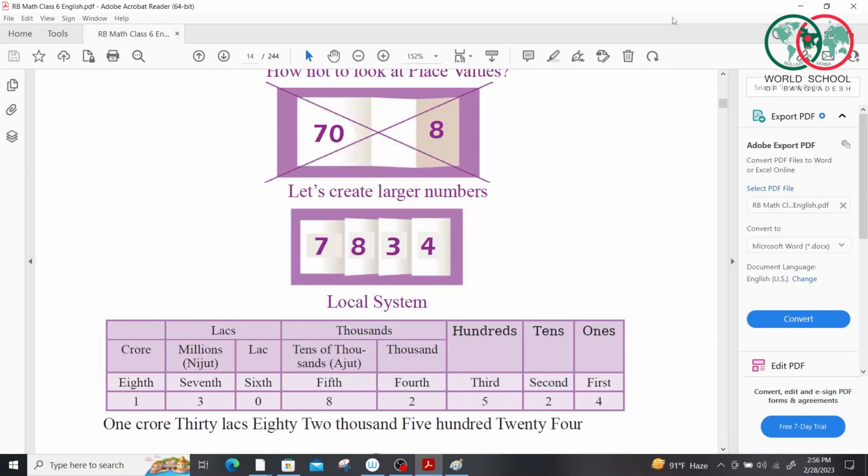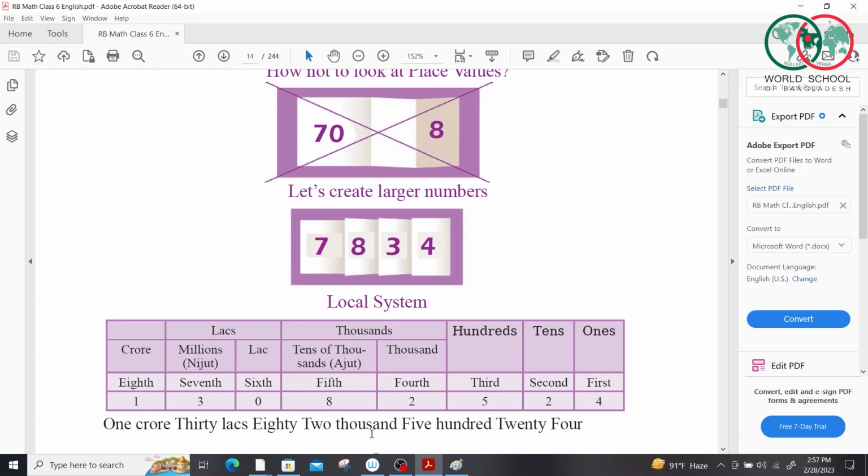Now we will see our local system to represent numbers. How will we represent 1,30,82,524? Here we have ones, tens, hundreds, thousands, divided into thousands and tens of thousands, and lakhs divided into lakh and millions, and then 1 crore. Here it is 24. So 4 is in the ones place, and 2 is in tens. Then 500, so obviously 5 will be in the third place, which is hundreds.